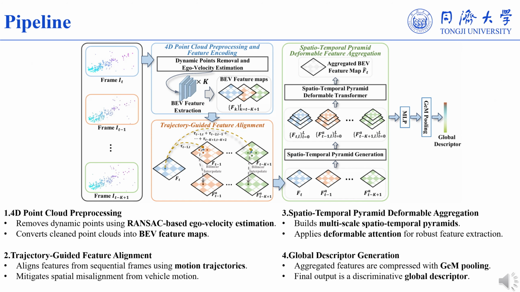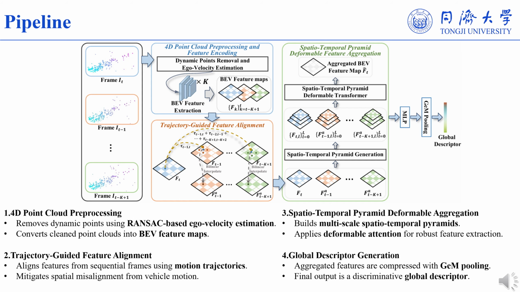To address the challenges posed by sparse and dynamic 4D radar point clouds, we propose a novel architecture called TDFANet, which stands for Trajectory-Guided Deformable Feature Aggregation Network. The model consists of 4 key modules: 1. 4D point cloud preprocessing, 2. Trajectory-Guided Feature Alignment, 3. Spatio-temporal pyramid deformable aggregation, 4.